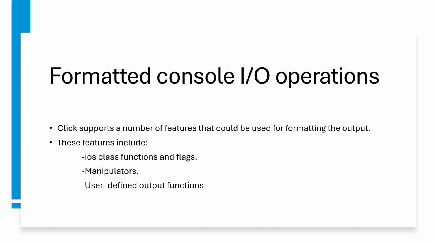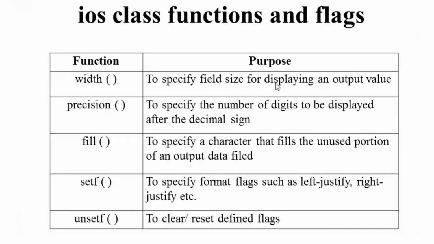Here are formatted console I/O operations. C++ supports a number of features that can be used for formatting the output. These features include ios class functions and flags, manipulators, and user-defined manipulators. What are ios class functions and flags? Here we are using different functions and their purposes. What is meant by width, precision, fill, setf, and unsetf? These are the formatted functions.